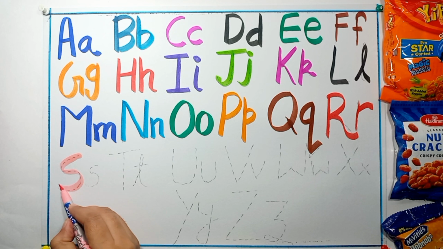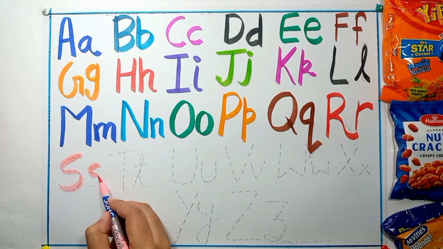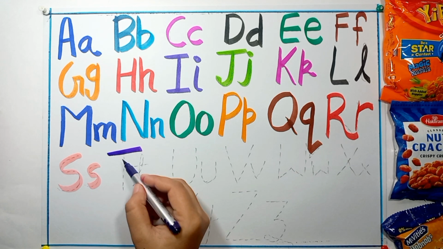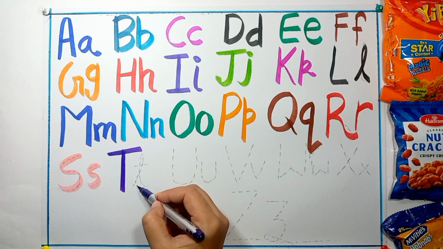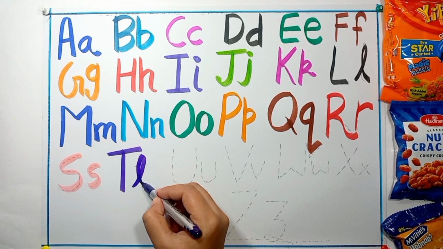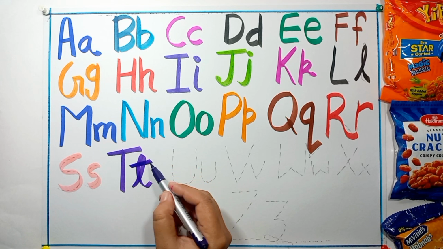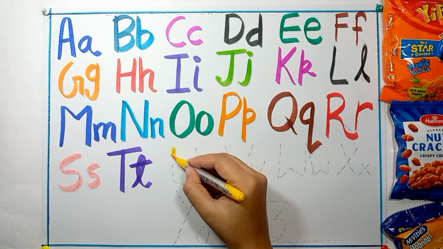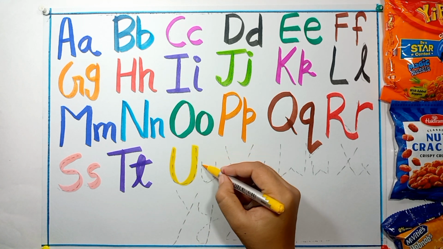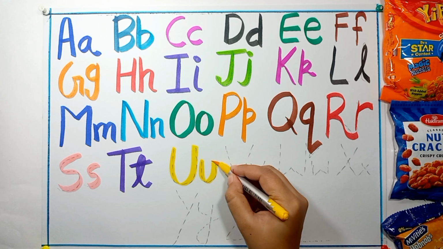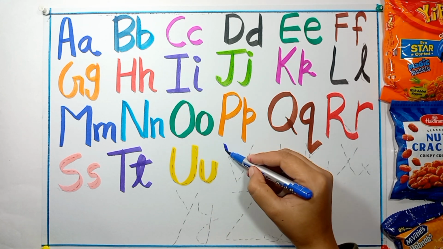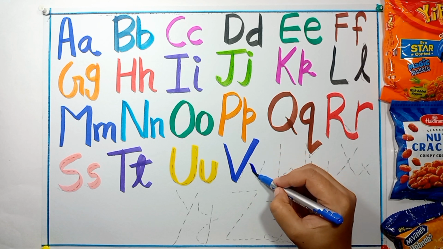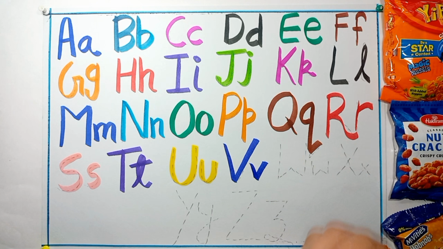S. S for sun. T. T for tiger. U. U for umbrella. V. V for van.